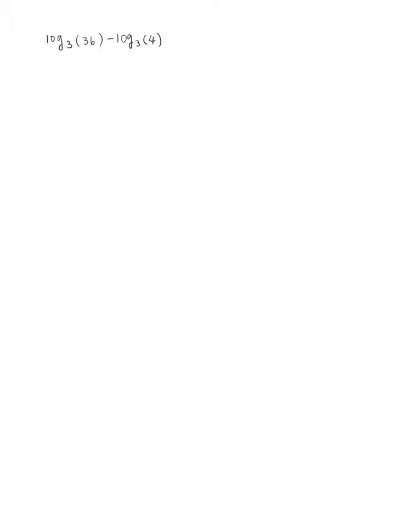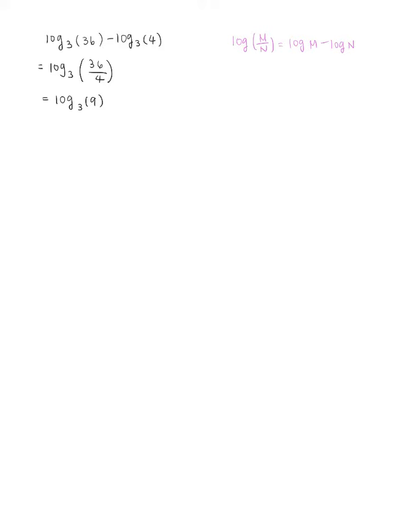Alright, now let's try something like this. Log base 3 of 36 minus log base 3 of 4. So let me just write down the property again. Log of m over n is log of m minus log of n. So what we're going to do is condense this into one log, so we're going to have to use that quotient property. So here you're going to get log base 3 of 36 over 4, which is the same thing as log base 3 of 9.